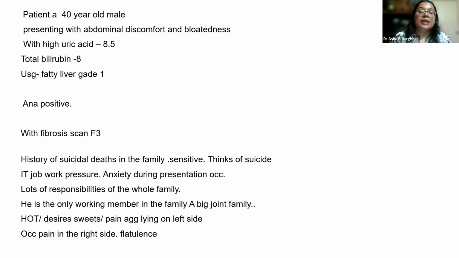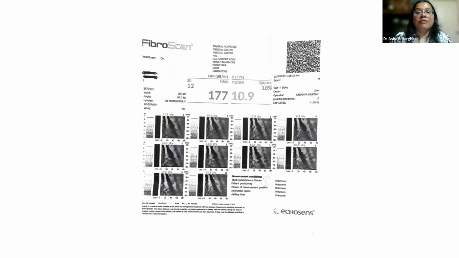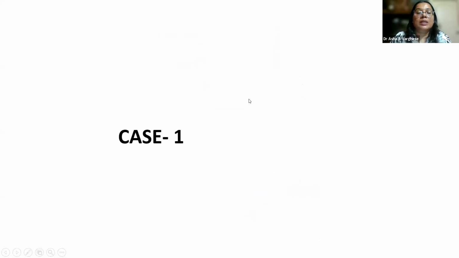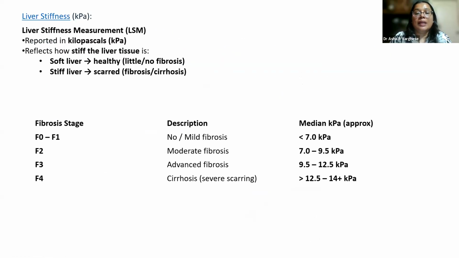So this patient came to me with a fibroscan. The scan report was 177 CAP. That is the fatty liver. So it was grade 1 fatty liver. And the stiffness of the liver was 10.9. So we'll go back to the earliest slides. 10.9 stiffness is F3 or advanced fibrosis. It is about 9.5 and above. It is advanced fibrosis.